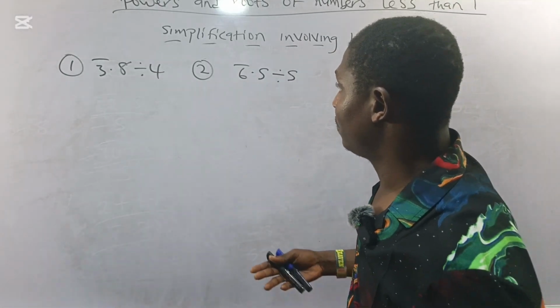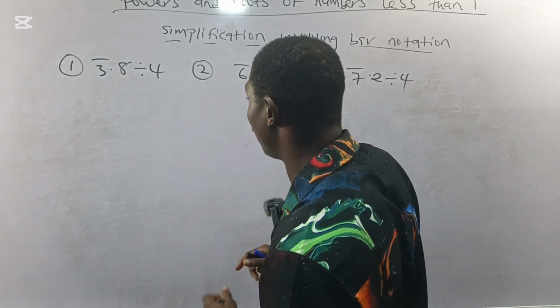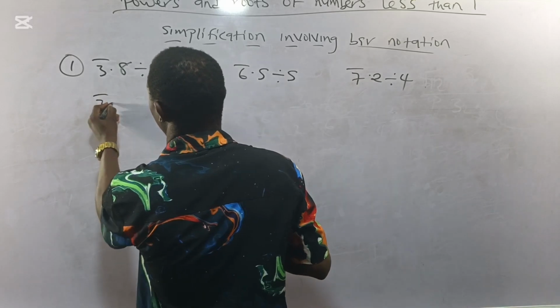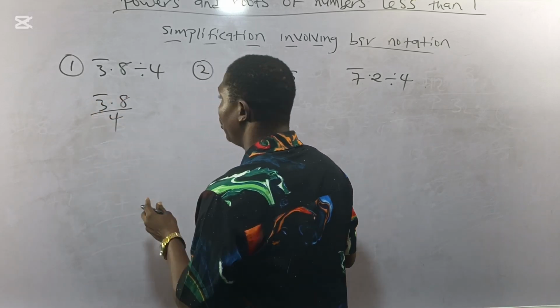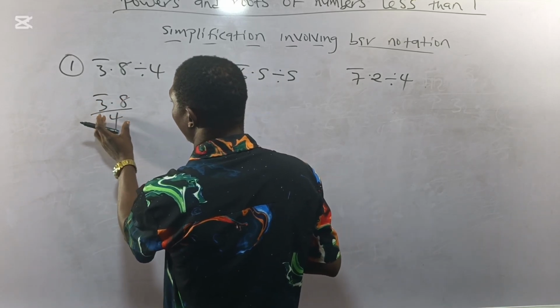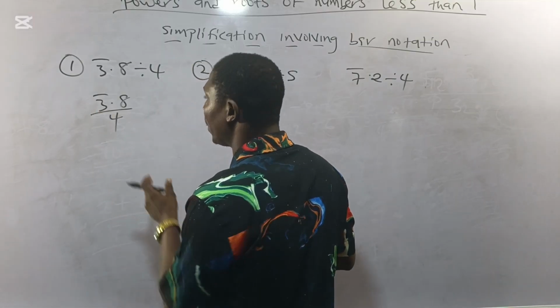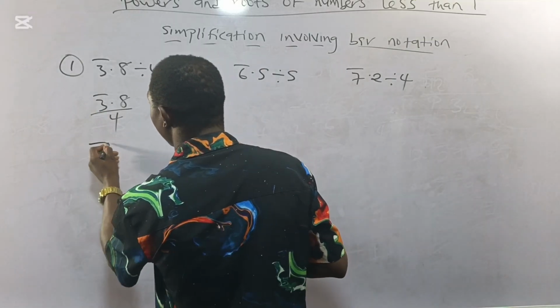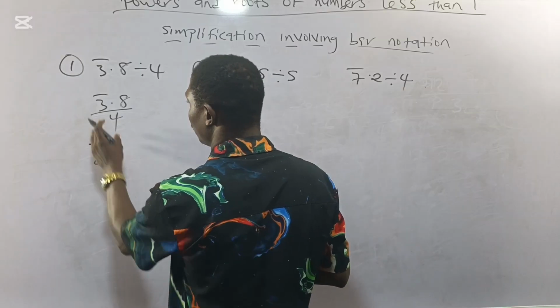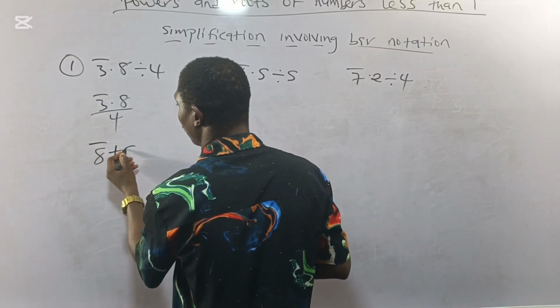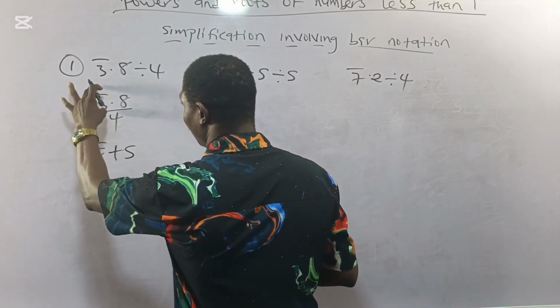So we have this: bar 3.8 divided by 4. How do we do this? Bar 3.8 divided by 4. Remember, I must have a factor or a multiple of 4. A multiple of 4 greater than 4 is what? 8. So I have bar 8 first. Bar 8 plus what will give me bar 3? Bar 8 plus 5, because minus 8 plus 5 will give you minus 3.